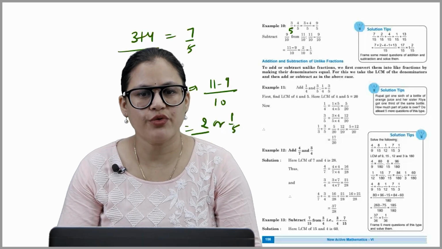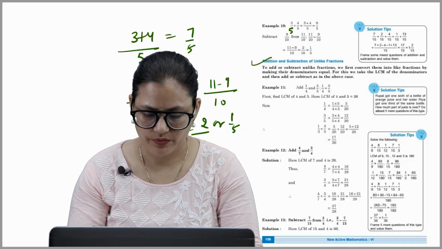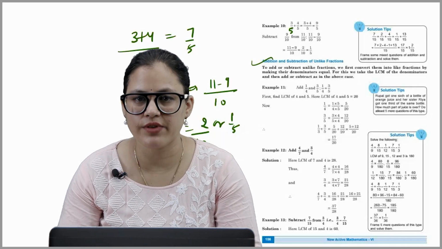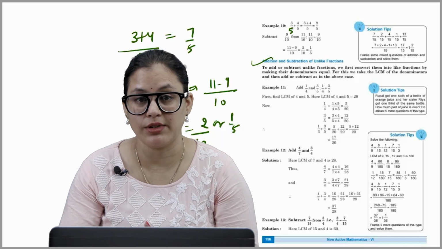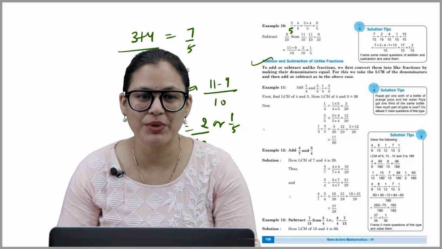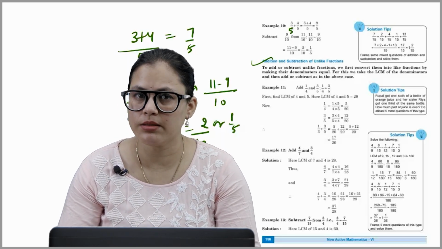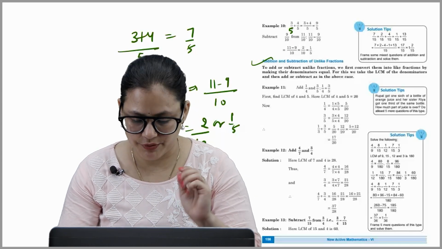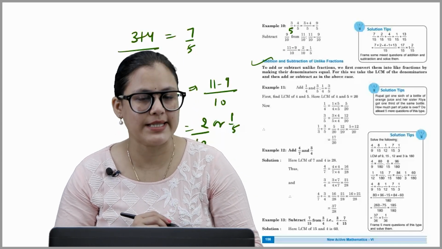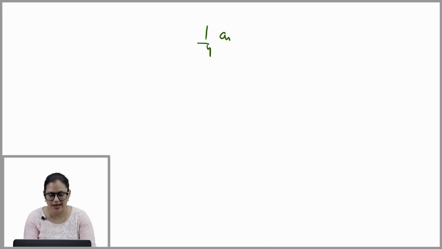Addition and subtraction of unlike fractions. To add or subtract unlike fractions, we first convert them into like fractions by making their denominators equal. For this, we take the LCM of the denominators and then add or subtract as in the above case. Example, you have to add 1 by 4 and 3 by 5, which are unlike fractions. First, we have to take the LCM of 4 and 5.